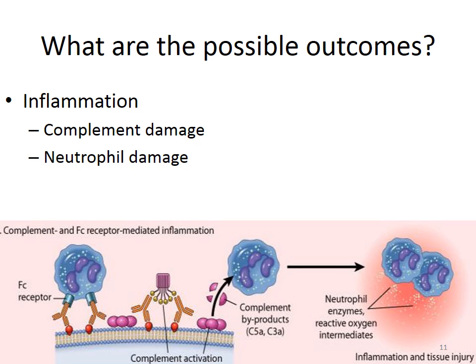Secondly, inflammation. And you saw inflammation classically in the type 2 Aschoff body presence. So this inflammatory process can either use or facilitate complement damage or neutrophil damage. So that is the result of what happens in a type 2. We either see phagocytosis or we see inflammation.